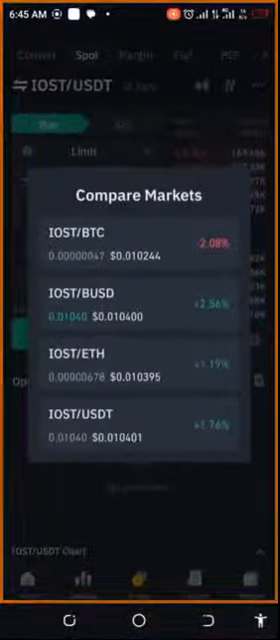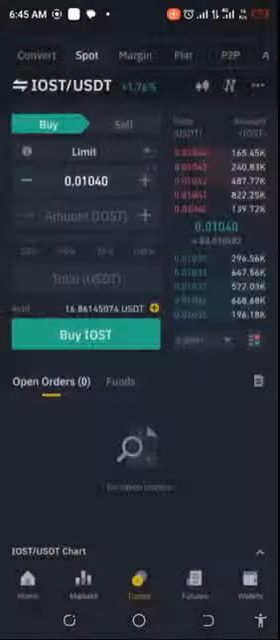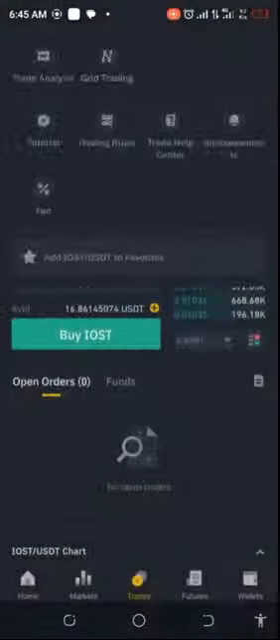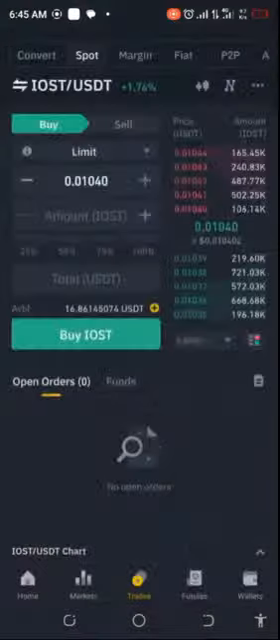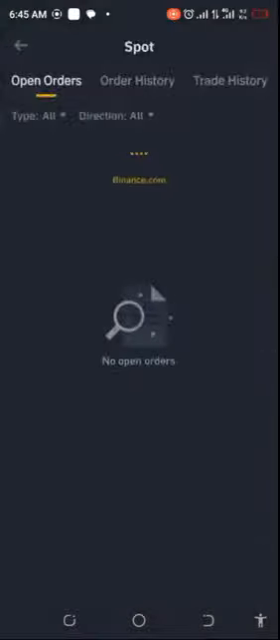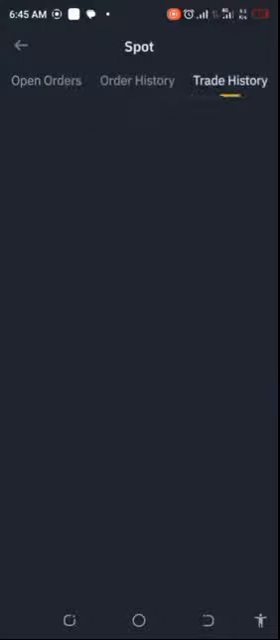Now let's go back and see how much we bought IOST with USDT. Let's see how much that is. Looking at the order book one more time so that you understand the concept of the boomerang strategy.